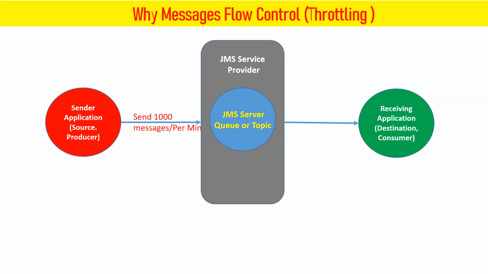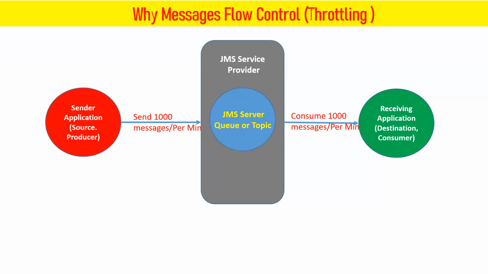So suppose that your sender application, which we are also calling the producer, is expected to send 1,000 messages per minute to your destination application. That means your receiving application has been designed in a way that it can consume 1,000 messages per second. Your sender is sending 1,000 messages per second via the JMS service provider, and it is consumed by the destination or the consumer.